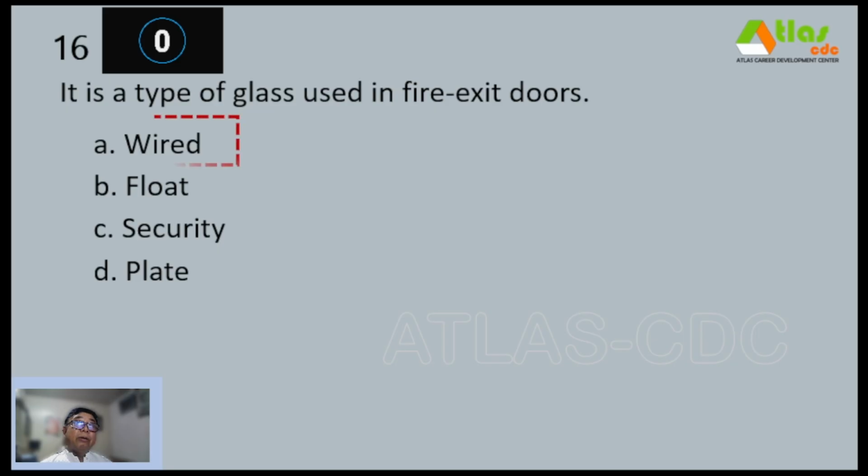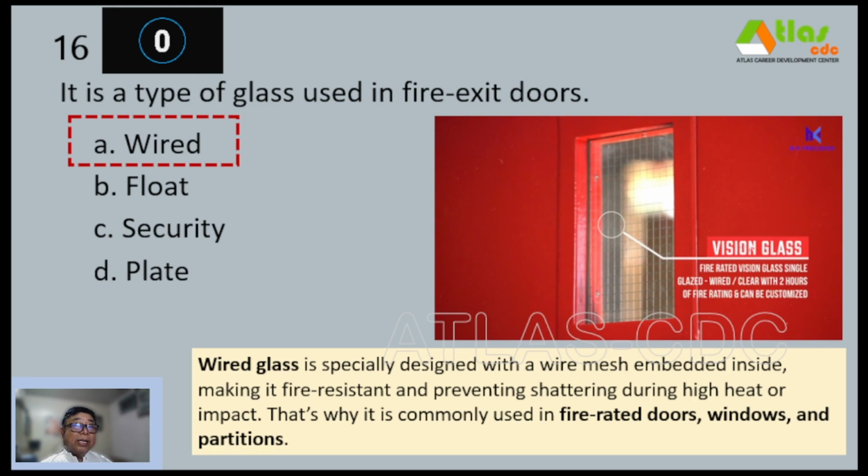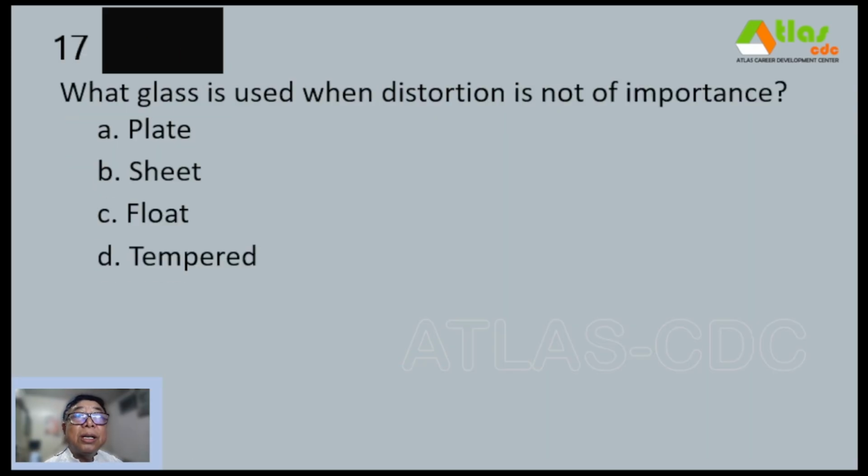And our correct answer is letter A, wired. So wired glass is specially designed with a wire mesh embedded inside, making it fire resistant and preventing shattering during high heat or impact. That's why it is commonly used in fire-rated doors, windows, and partitions. So a vision glass, that is fire-rated vision glass, single glaze wired clear with 2 hours of fire rating and can be customized.